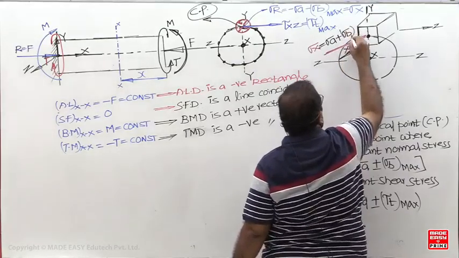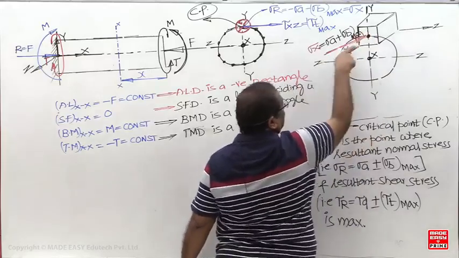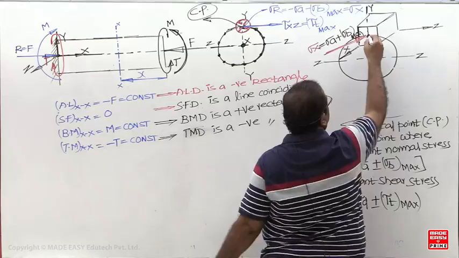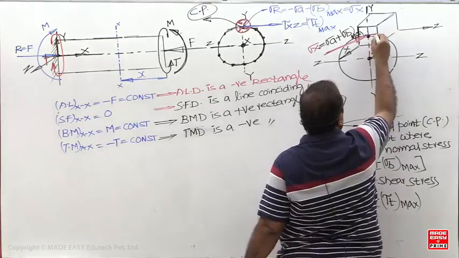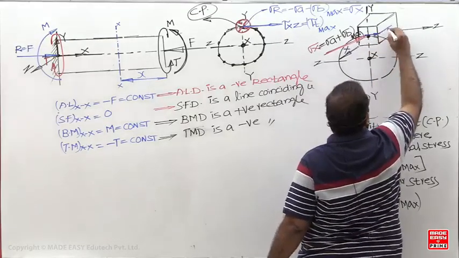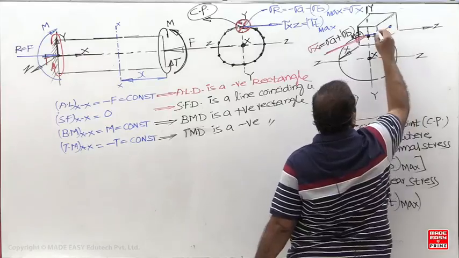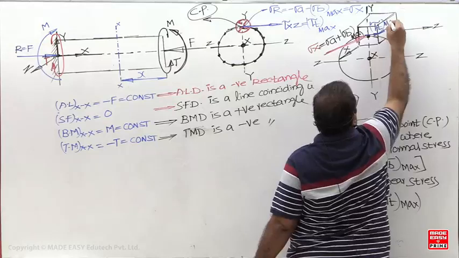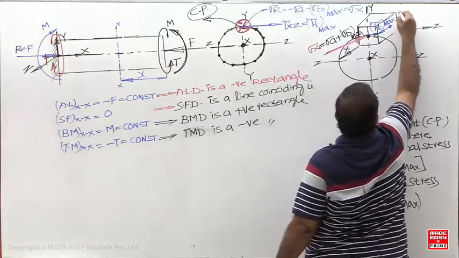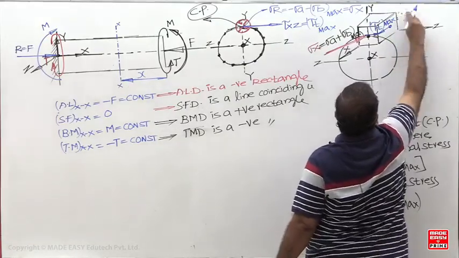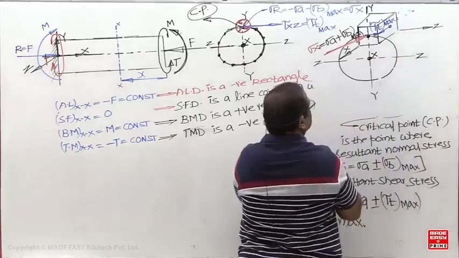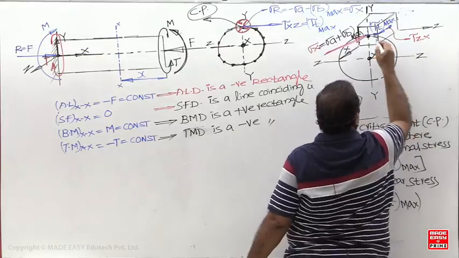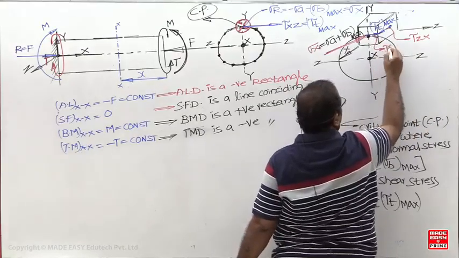Somebody, sir, you have not taken minus. Because it is already compressive. And this is the torsional shear stress. One will become tau xz, one will become tau zx. This is tau zx. This is tau xz.